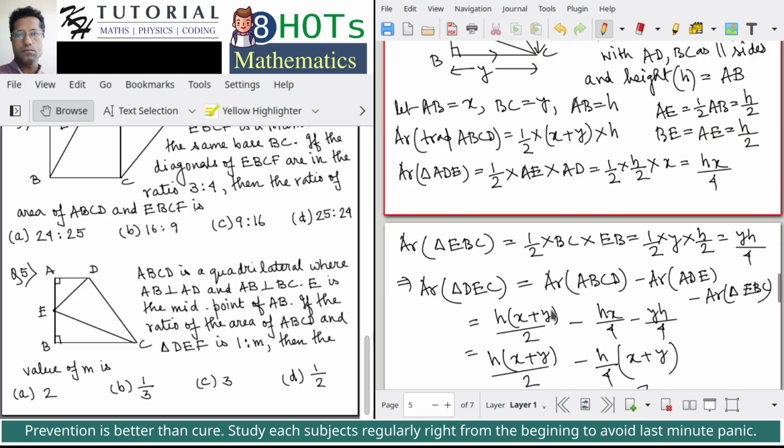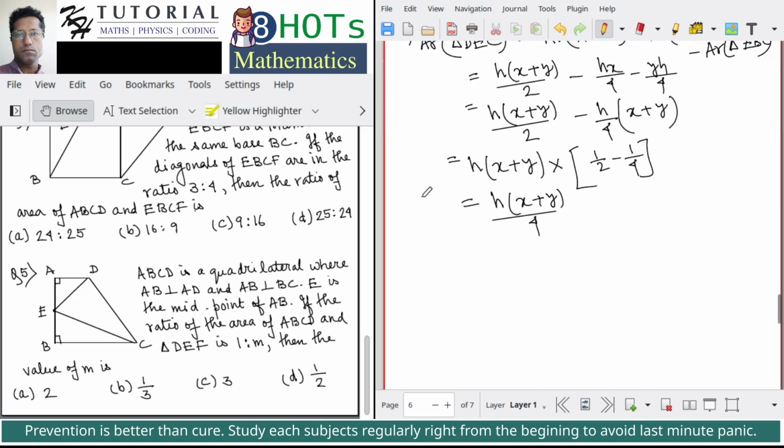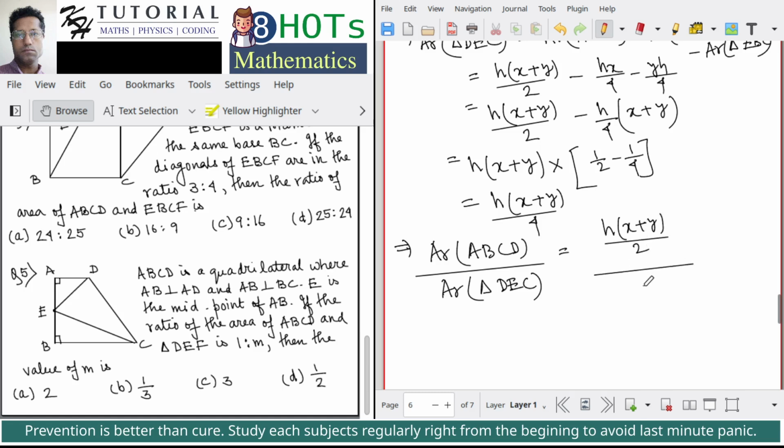Also we see that the area of the whole trapezium was h multiplied by x plus y by 2. So clearly we will get a good ratio. This implies area of ABCD divided by area of triangle DEC, not DEF, is equal to h into x plus y by 2 divided by h into x plus y divided by 4. This after simplification will be 2.